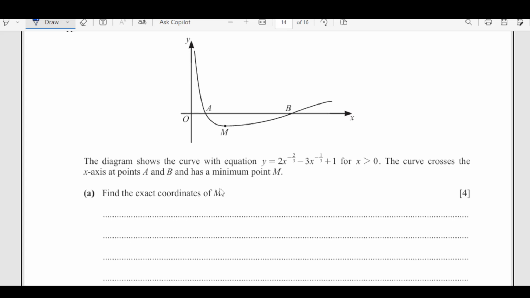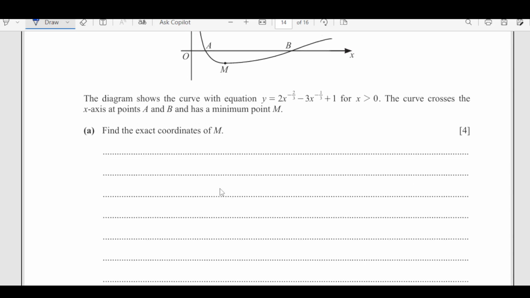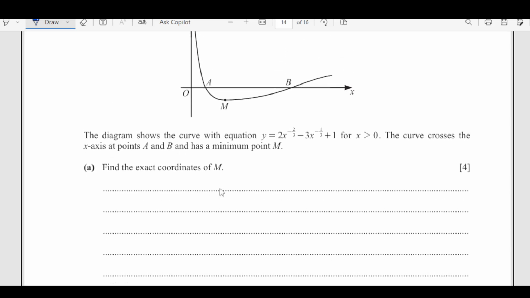We are looking for the exact coordinates of M. For that, minimum point, how will you get the minimum point? Minimum point, it suggests that it deals with derivatives, right? So this tells us that this is a question of differentiation, and that is where we start.